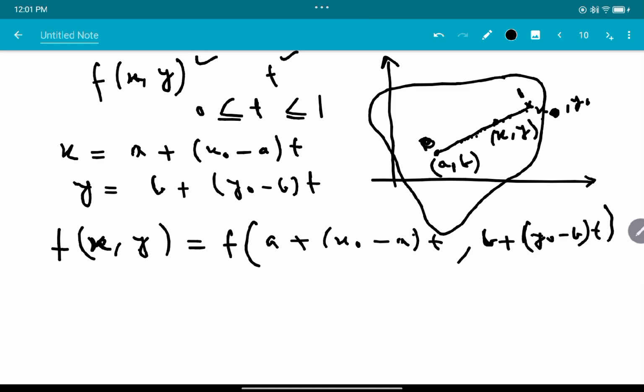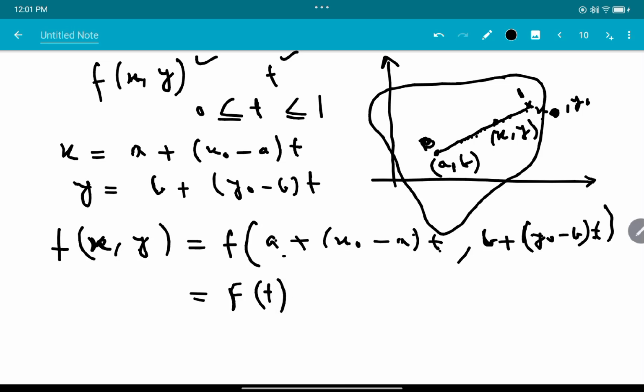Now let's have a look at it. a is constant, x naught is constant, a fixed point. x is not constant, but x naught is. a is constant, t is the only variable here. From this to this, we have discovered one variable, that is t. Similarly, b is constant, y naught is constant, and t. That means there is only one variable. That variable is t. This means this function is a function of one variable, t. We can write this function as f(t).